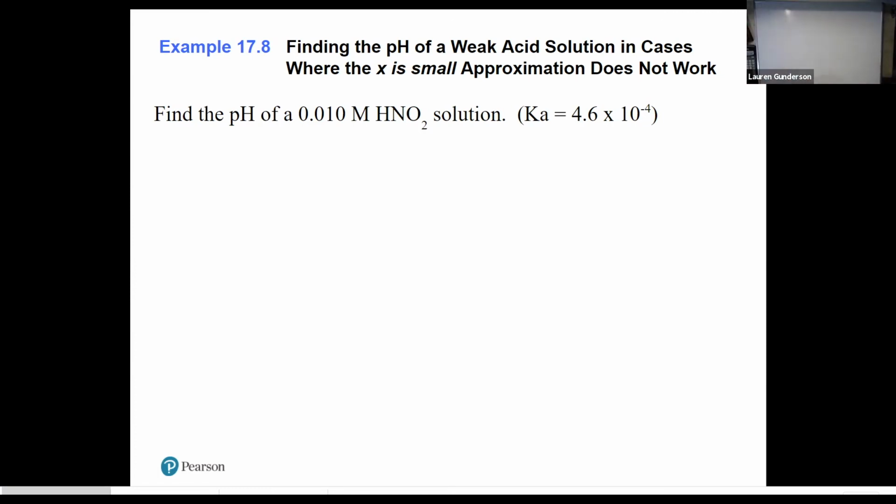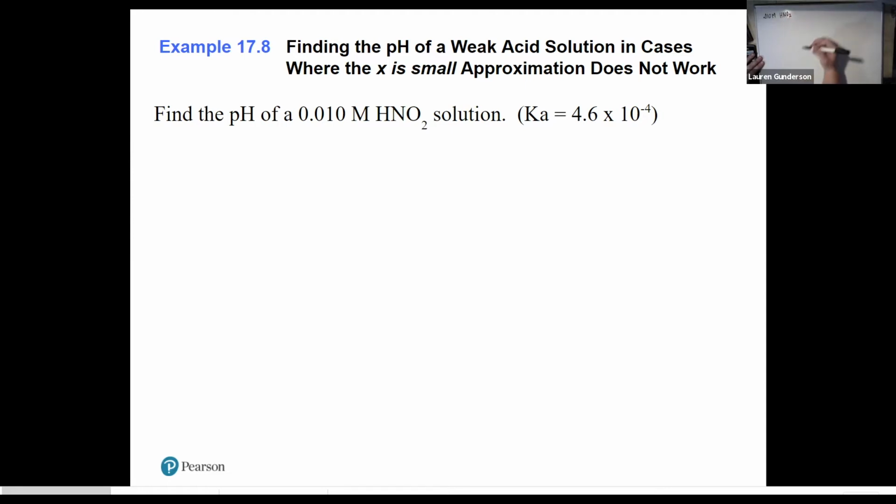We'll go through the process of still attempting that X's small approximation just so that you could see that's a process you should always start with. You should always assume that X is small. And it's better to prove yourself wrong than to automatically default to the quadratic because the quadratic has a lot of room for error, okay? And you want to limit basically the steps that you do in a problem, because the more steps that you have to perform, the more likely it is that you accidentally make a mistake that will affect your final answer.